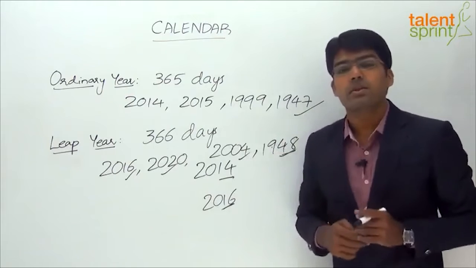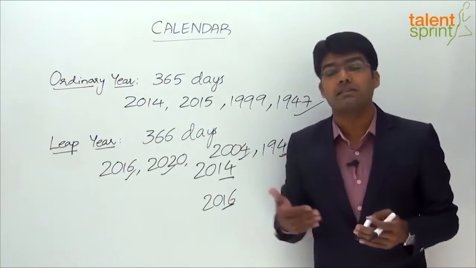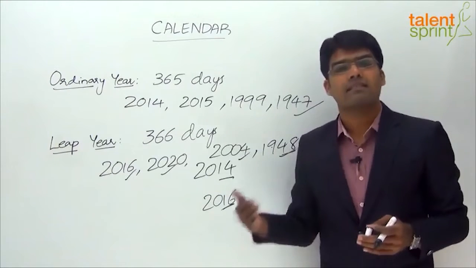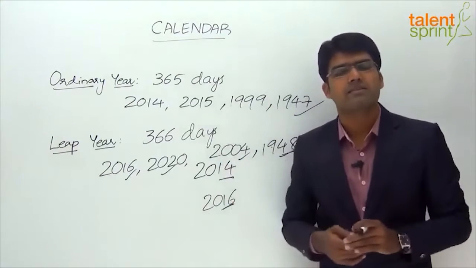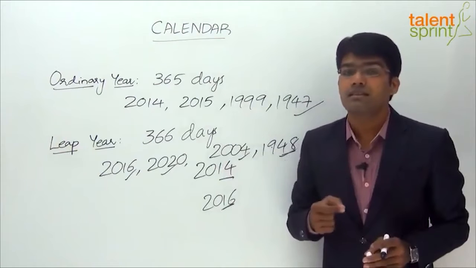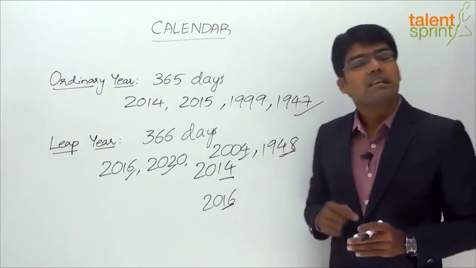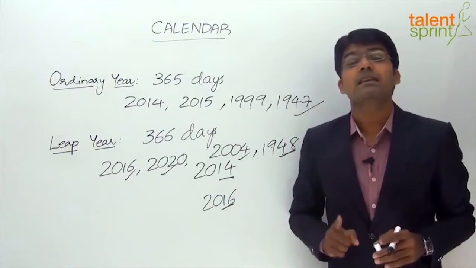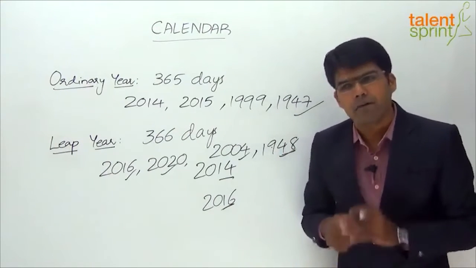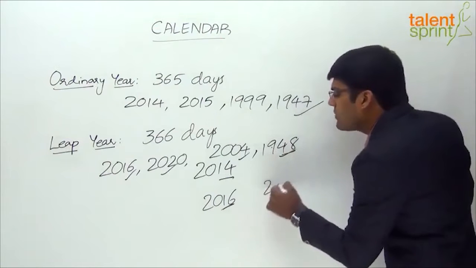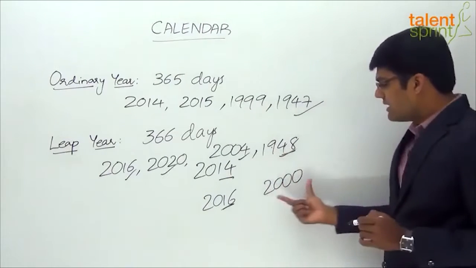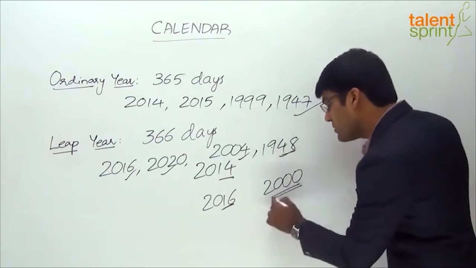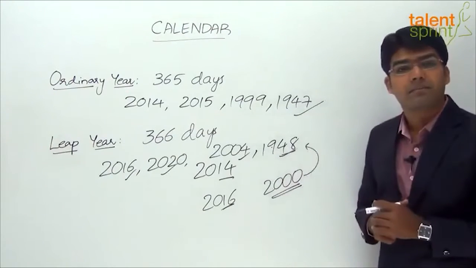Now what do you mean by century year? Century year means 2000, 1900, 1800, 2100, right? A century is 100 years. So for century years, this divisibility by 4 is not applicable. For a century year to be a leap year, it must be divisible by 400. For example, if you look at 2000, the year 2000 is divisible by 400. Hence 2000, the century year, can be taken as a leap year.